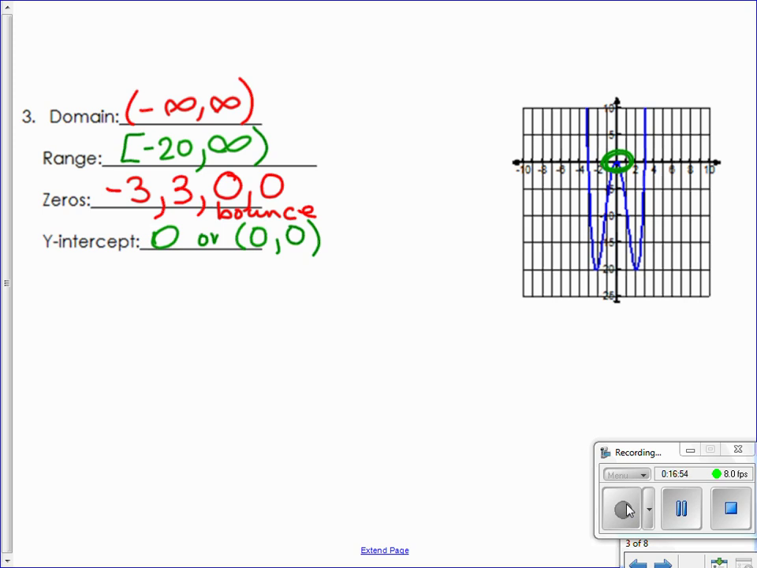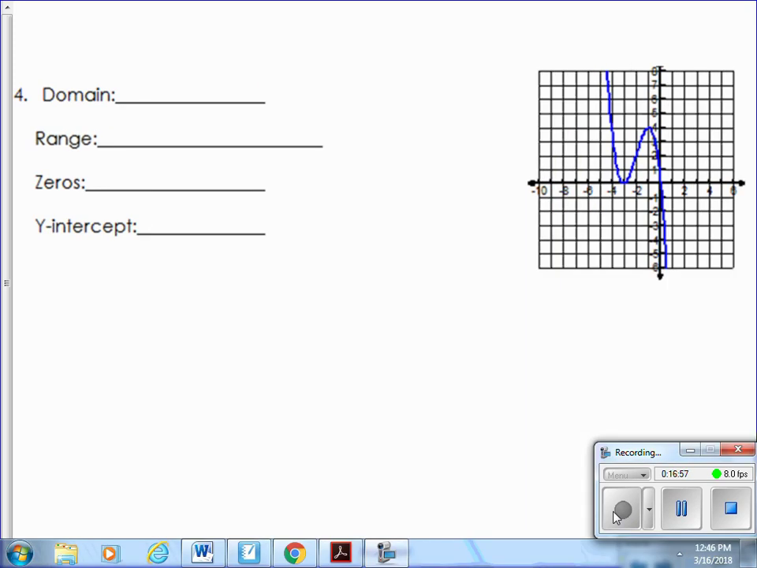All right, looking at my next problem, number 4.